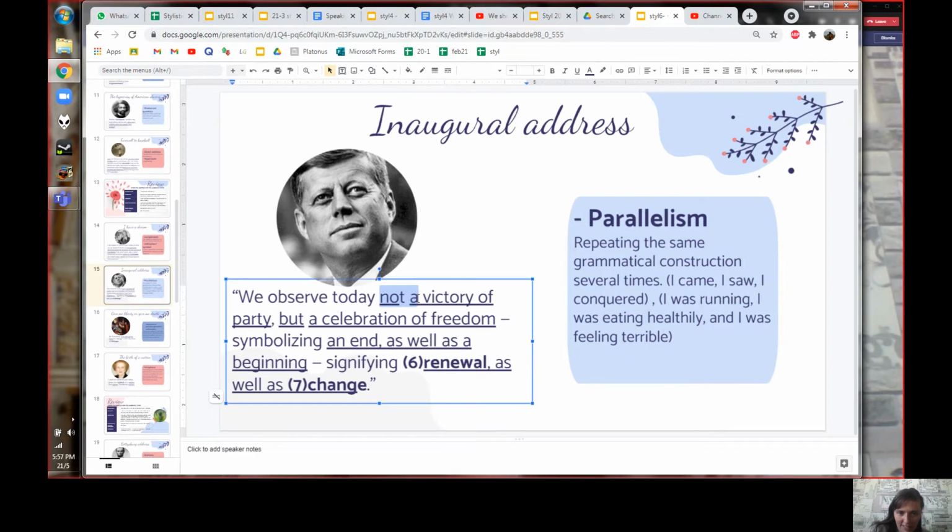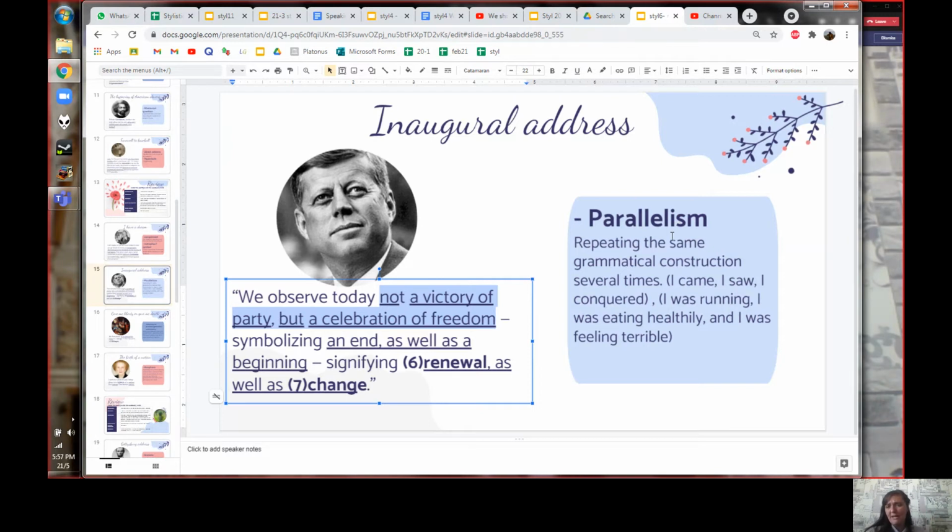We see here, not a noun of noun, but a noun of noun. You see, this person is repeating the grammatical structure on both sides of the conjunction. A victory of party, a celebration of freedom. And when you have the same grammatical construction like this, it's called parallelism. Parallelism like this makes your speech sound more rhythmic, like a poem, and also more pleasant and understandable to listen to.